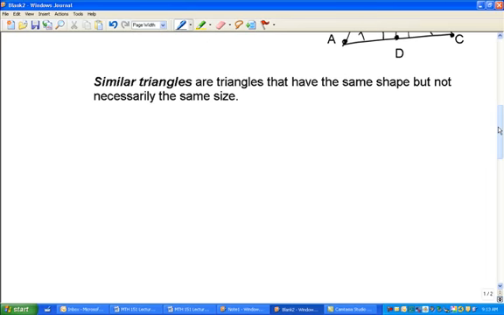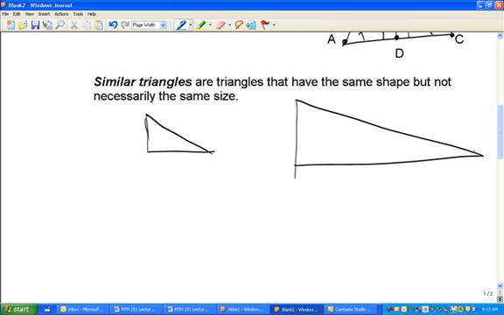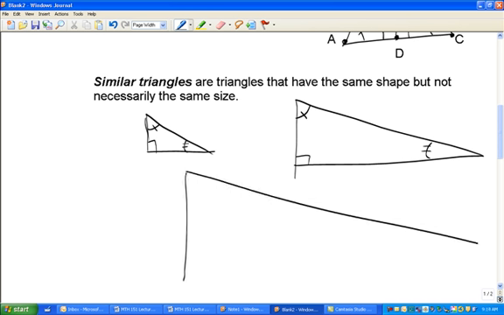Similar triangles are triangles that have the same shape but not necessarily the same size. What happens is if we look at similar triangles, we will find that the angles have the same measure and that the sides are proportional, what we call proportional. That is, the ratio of the sides always gives us the same number. So I'll go ahead and do this. So those would be similar triangles.